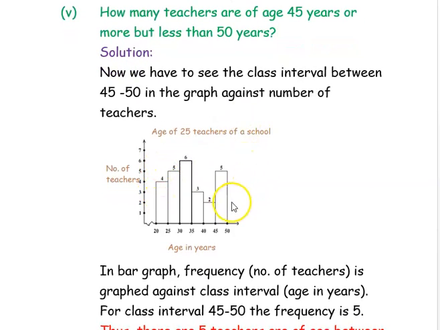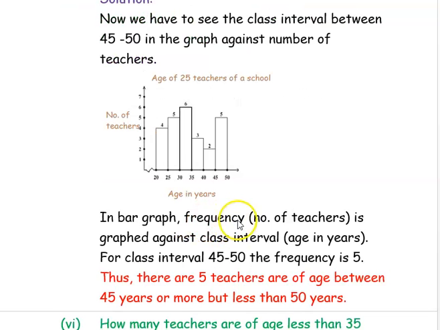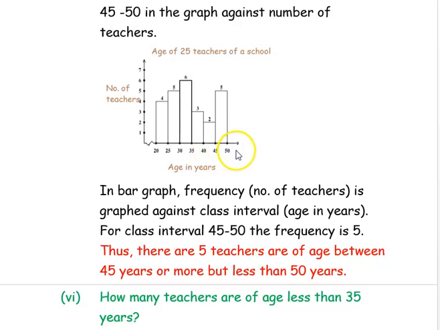Then, how many teachers are of age 45 years or more but less than 50 years? So for this we have to see the given bar graph. We have to see the class interval 45 to 50, because they have given 45 years or more but less than 50 years. In the bar graph, the frequency, that is number of teachers, is graphed against the class interval age in years. So for the class interval 45 to 50, the frequency is 5. Thus there are 5 teachers of age 45 years or more but less than 50 years.